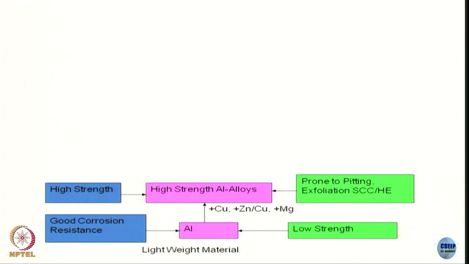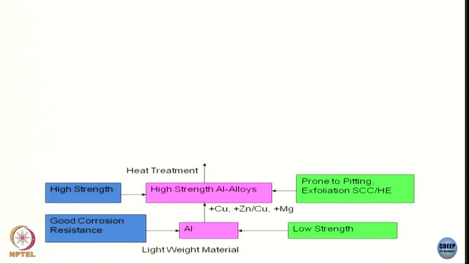The problem is that it is prone to pitting, prone to exfoliation, prone to stress corrosion cracking, and prone to hydrogen embrittlement actually. Especially exfoliation, stress corrosion cracking and hydrogen embrittlement are related to the microstructures, and microstructure depends upon the alloying elements and the heat treatment. So, if you have high strength, the service life is not going to be great because they are prone to these kinds of corrosion problems.